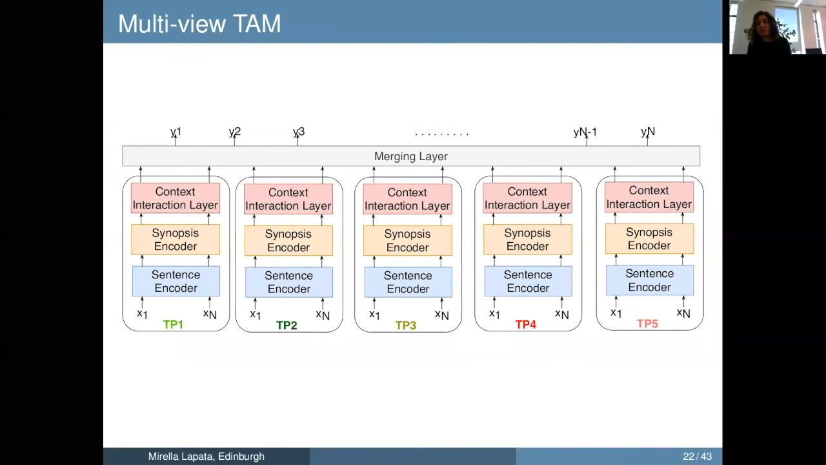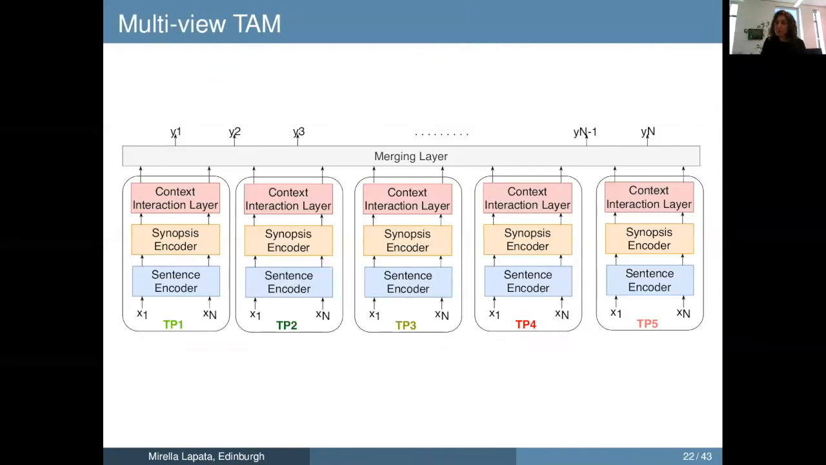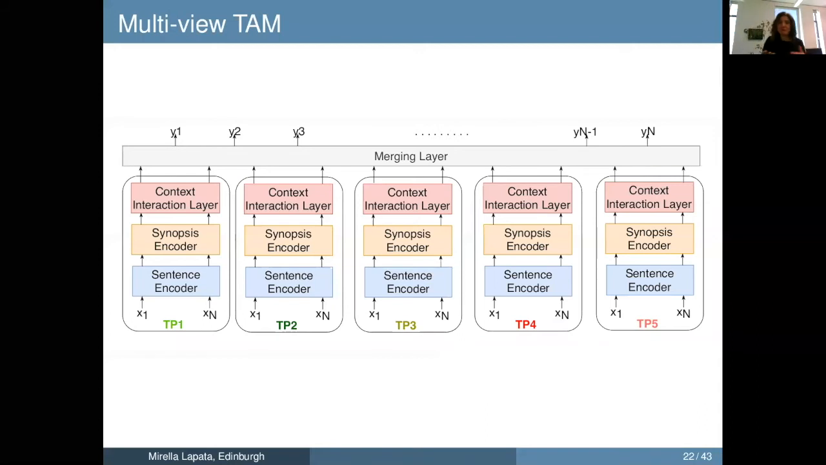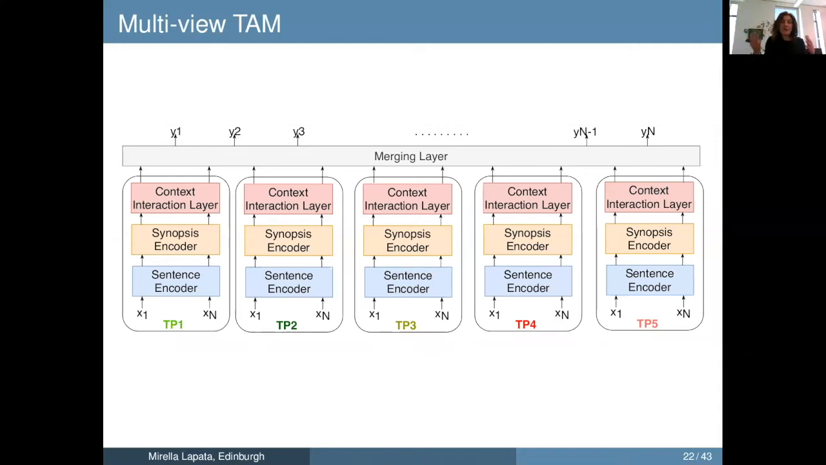Okay, and one more thing you can do is, instead of having one big fat model to represent all the turning points, you can have individual models for individual turning points. This is this multi-view TAM, and this also makes sense because you have different views of the synopsis. Then you take the representations for the different turning points and merge them together, and you give this merging layer to your neural network that makes the final prediction. And it will be no surprise, we have a very similar architecture to do the same task on the screenplay level.